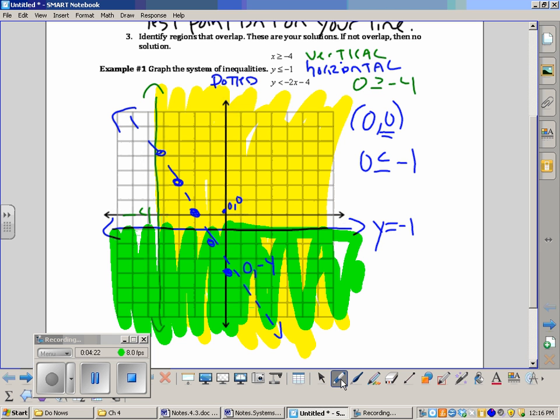And we say, let's test 0, 0 again. Is 0 less than -4? Last time I checked, the answer is false. So we're actually going to have shading.